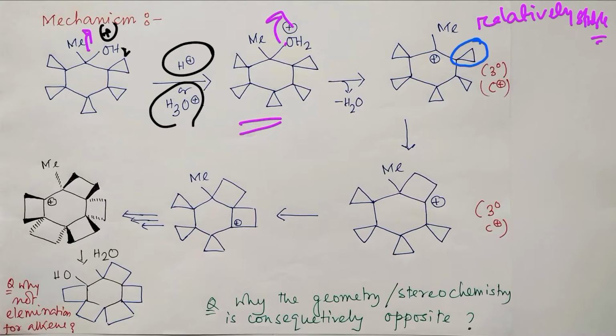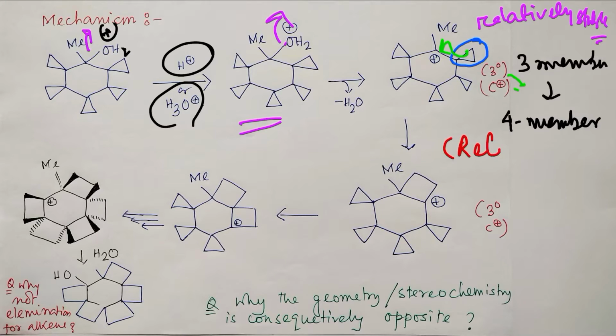because it's a 3-member ring, it is strained. So is it possible that it can somehow reduce its strain? Yes, obviously yes, this can migrate. And after migration, what does it produce? It produces another carbocation, but it was a 3-member ring. So from 3-member to what we are getting, 4-member. So what is overall happening? The relief of ring strain occurs.